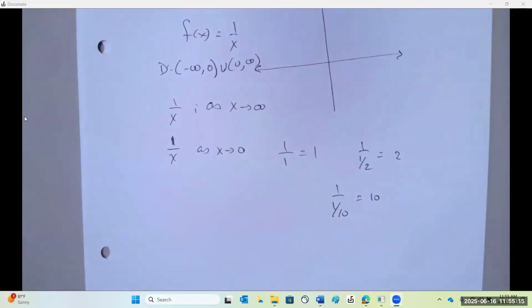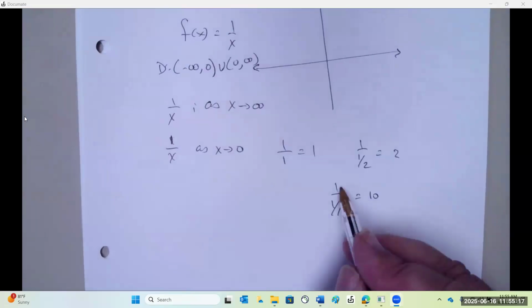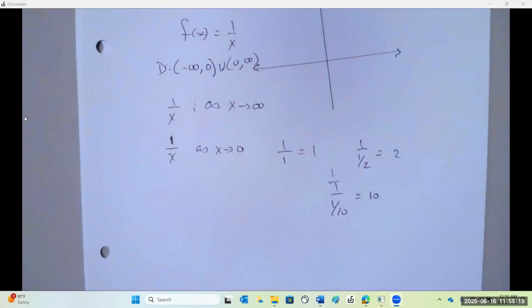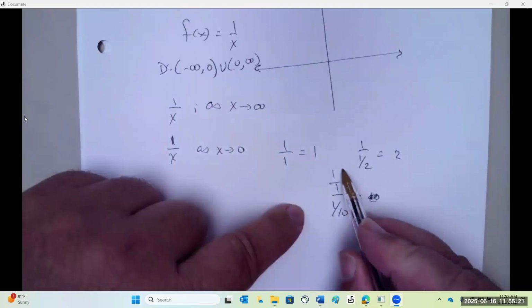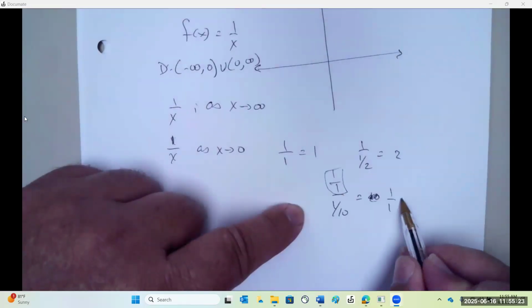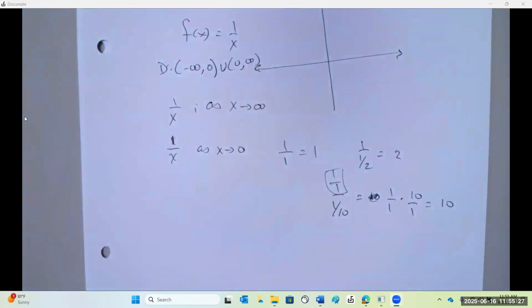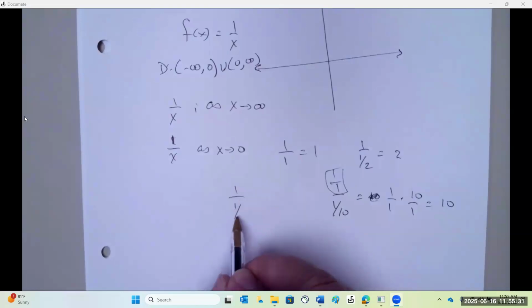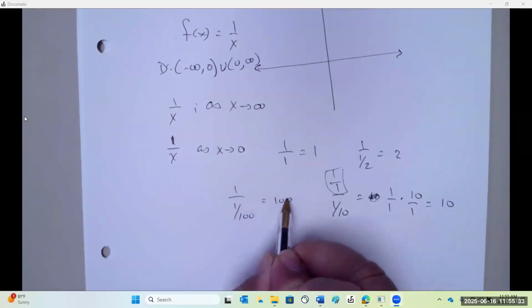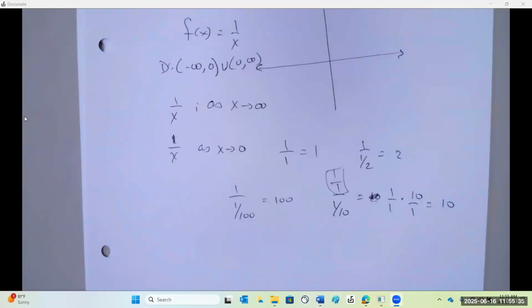Remember, let's see algebraically why. If we have a fraction over a fraction, what do we do? Take the top fraction and leave it alone. Flip the bottom one. So it's always going to be the reciprocal of the denominator. So if the bottom is 1 over 100, it becomes 100. So the smaller x is, the bigger the number becomes.